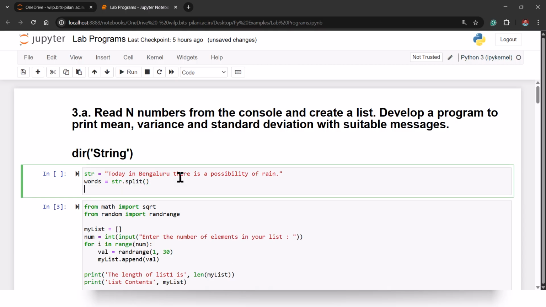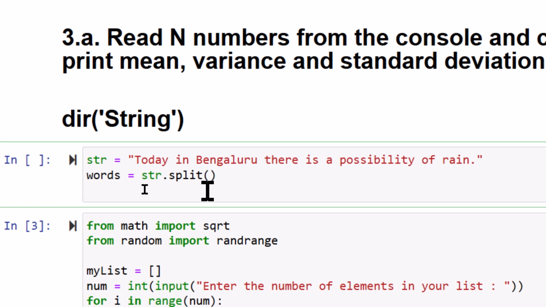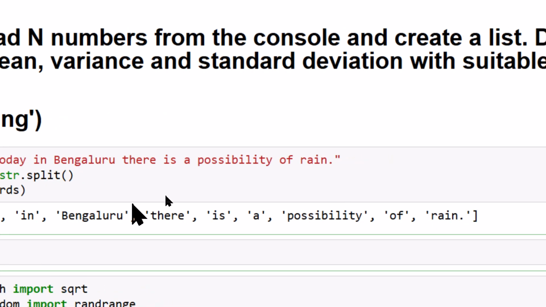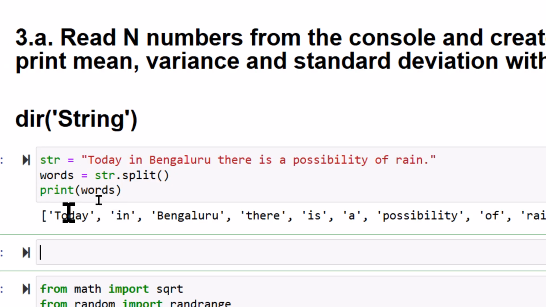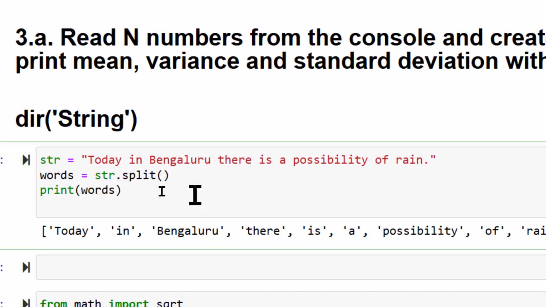So what happens, by default the split happens based on the space, and after that you just print words. You can see today, in, Bengaluru, there, is, something like this. I have words, words from the line of text. I have taken words. Now I can certainly use these words.